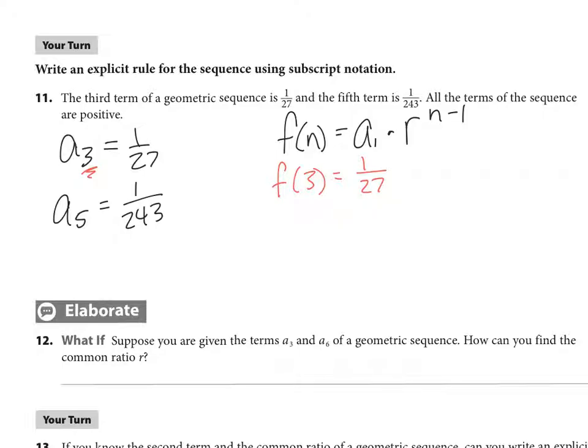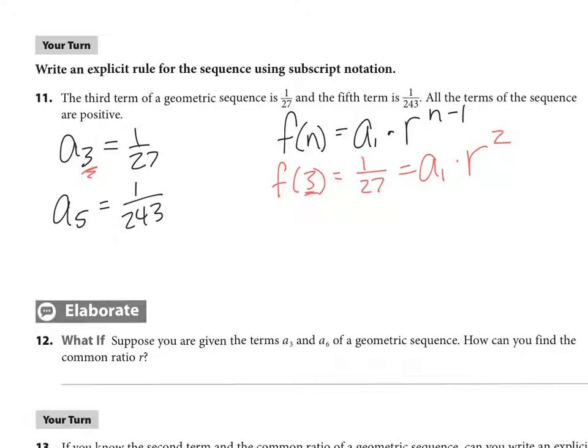Do I know what the first term is for the sequence? I do not know what a1 is. Do I know what r is? No, I do not know what r is. Do I know what n is? Yes, n is 3. So what would 3 minus 1 be? 2. Did everybody follow that? All I've done is plug in the values directly in here.